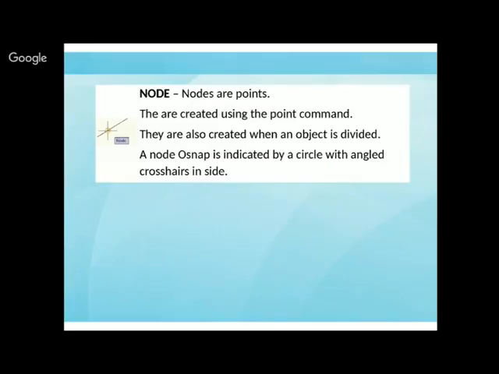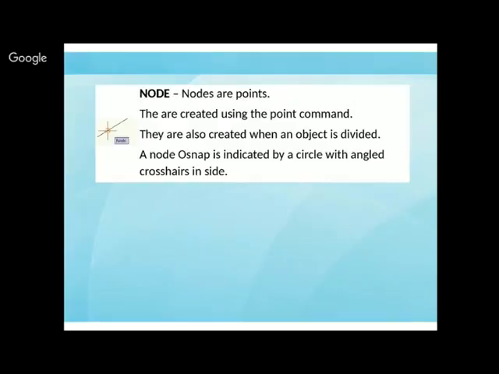Then there are nodes. What are those nodes? They are created using the point command, right? They are also created when an object is divided. What could be an example of this? Anybody else here? Okay, a circle can be divided into any number of segments. Let us say a circle is divided into 4 quadrants. So there will be 4 nodes at 0 degrees, 90 degrees, 180 degrees, and, sorry, 270 degrees.